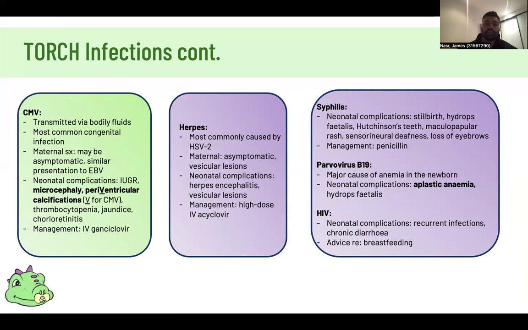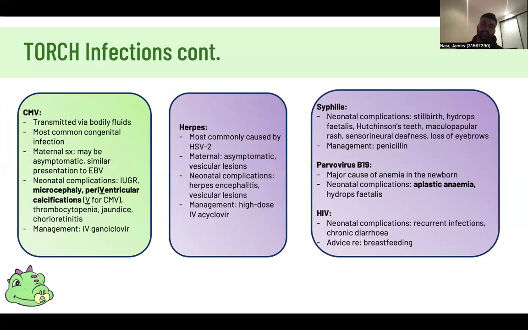Herpes, the most common strain that's passed on to infants would be HSV2. Your maternal symptoms are most likely going to be asymptomatic, but they can have some vesicular lesions. And your main neonatal complication to be wary of is herpes encephalitis, which can be a nasty complication of this. And again, the management is the same thing, high dose IV antivirals.